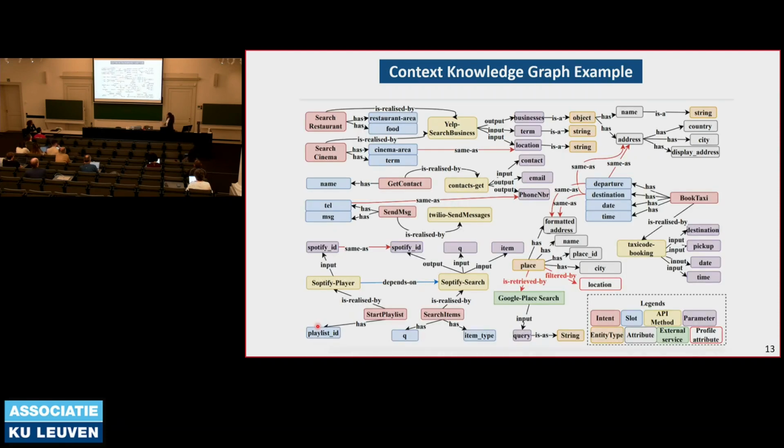This is an example of a context knowledge graph where the chatbot can extract some knowledge. For example, the chatbot can know that the search restaurant intent is realized by the Yelp search business API method. Or for example, we can know that Spotify player depends on Spotify search. So if the user wants to start a playlist, the chatbot needs first to call the Spotify search method to get the ID of this playlist and then start it. And for example, here we have place. It is an entity type, and the bot knows that this entity type can be retrieved from Google Places search external service.